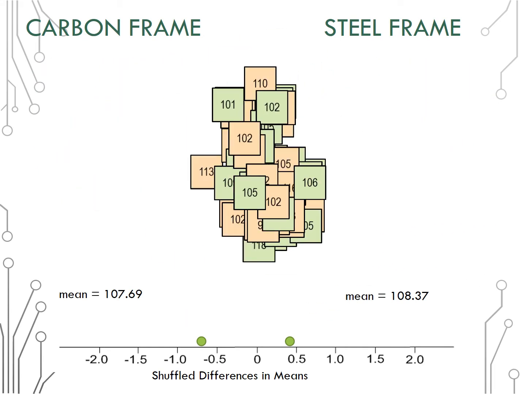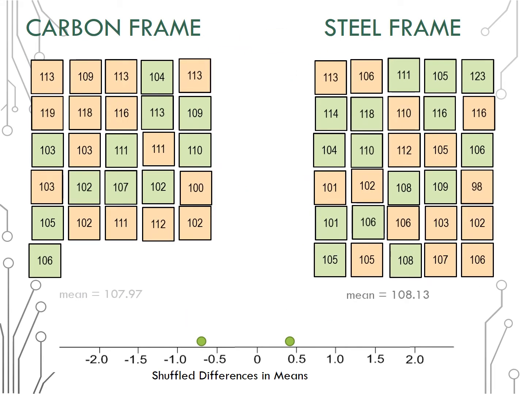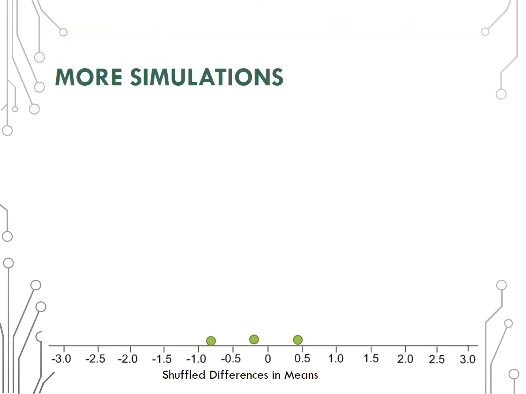Just a third time because the animation is fun. Shuffle the groups without changing the response times, find the difference in means, and plot that value. We'll run and repeat this many times to develop a null distribution.